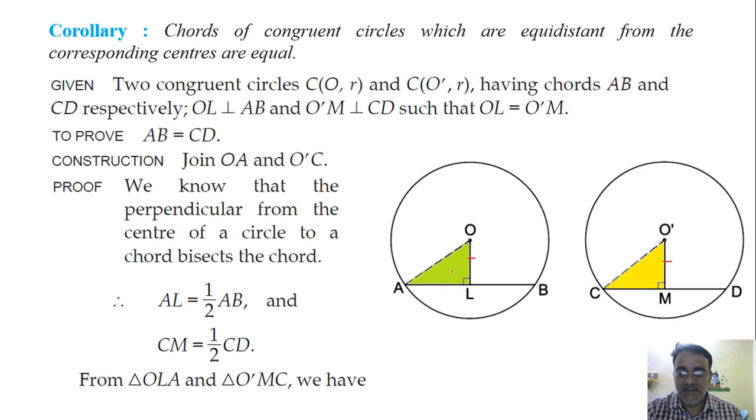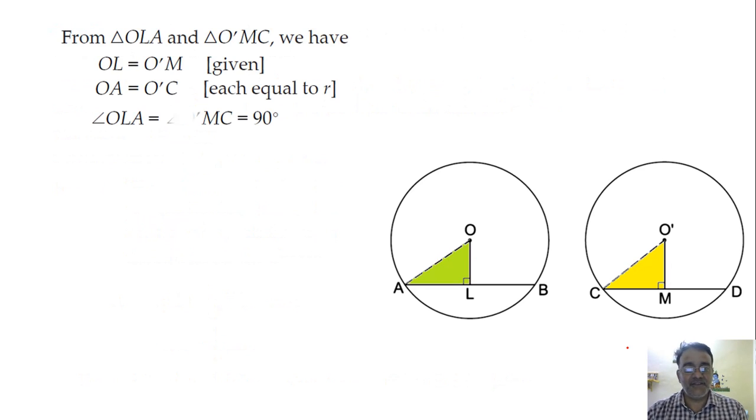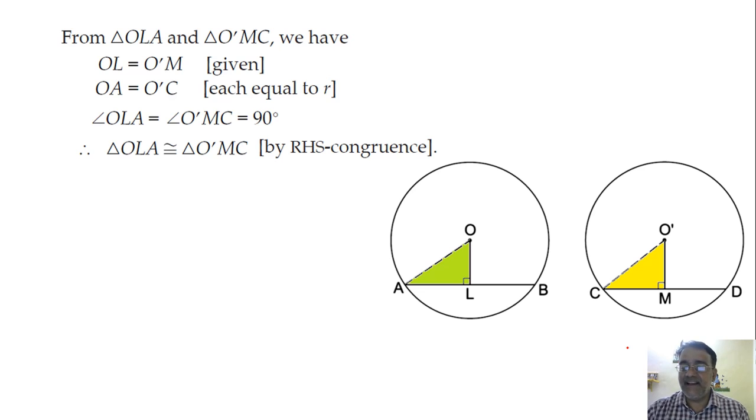How? OL is equal to O dash M, given. OA is equal to O dash C, radii of the congruent circles, and these two angles are each 90 degrees, they are equal. So by RHS congruence rule, again these two triangles are congruent. So AL is equal to CM by CPCT.